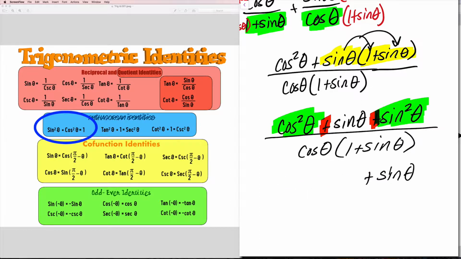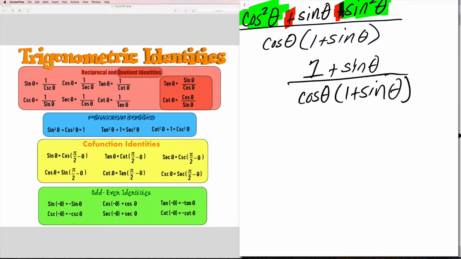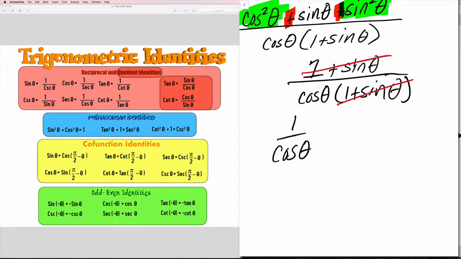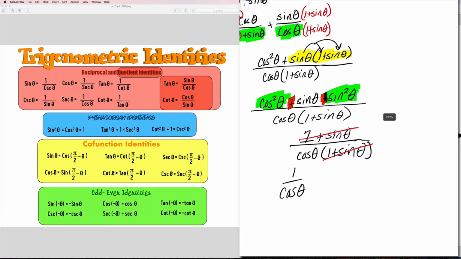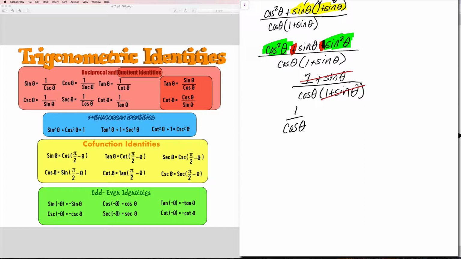This is actually quite helpful because now I have 1 plus sine theta over cosine theta times 1 plus sine theta. Now, I hope it's obvious that I can cancel out a big chunk of this. I can cancel out 1 plus sine theta and 1 plus sine theta, leaving me with 1 over cosine theta. Well, that's pretty well simplified. So I'm going to go back and look at my original problem. It's asking me to verify that this equals secant theta, and yes, in fact it does, because secant theta is a reciprocal property equaling 1 over cosine theta. So yes, we have succeeded for number 9.